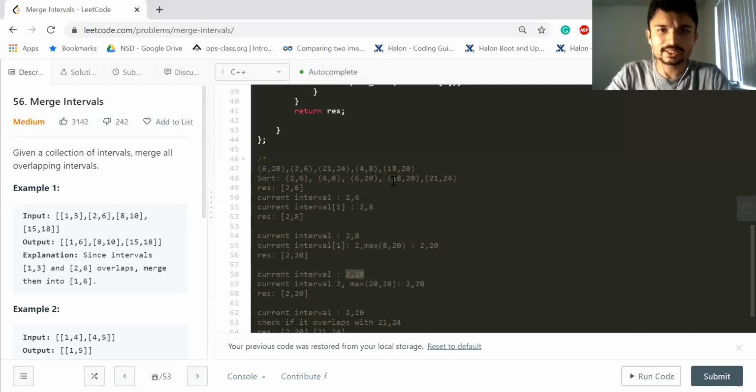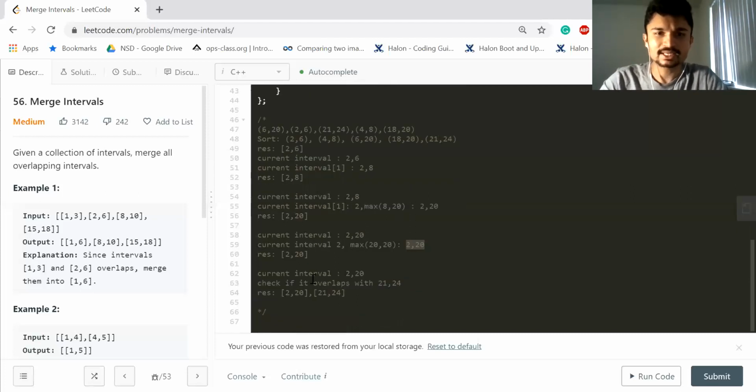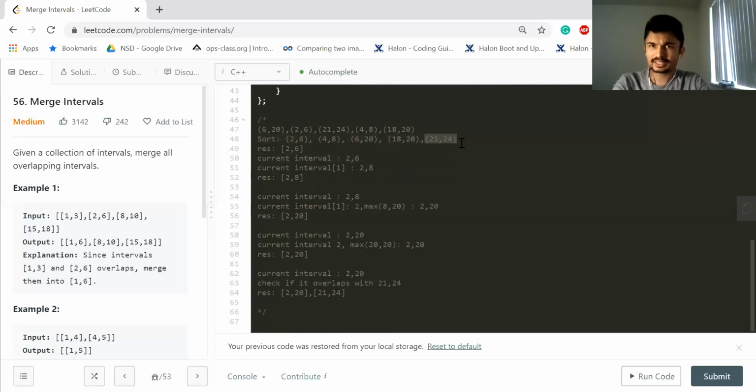Similarly, 2 comma 20 and 18 comma 20 are compared. Do they overlap? Yes, they do overlap. If they overlap, the endpoint becomes the maximum of these two endpoints, that is maximum of 20 comma 20, and the current interval, therefore, is 2 comma 20. Next, check if it overlaps with 21 comma 24. The current interval is 2 comma 20 and the interval that the iterator is on is 21 comma 24. Do they overlap? No, they do not overlap.